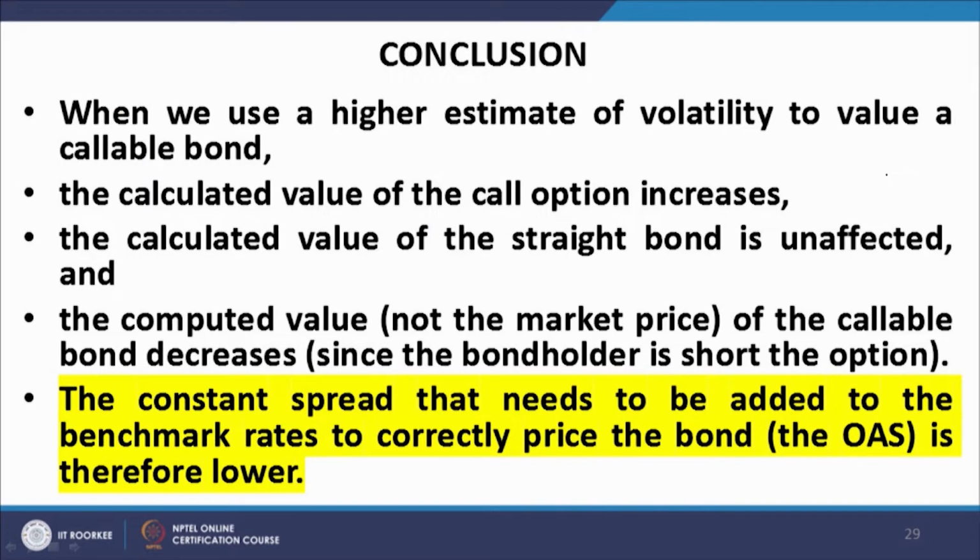Conclusion: when we use a higher estimate of volatility to value a callable bond, the calculated value of the call option increases. As I mentioned, the calculated value of the straight bond is unaffected. The computed value, not the market price, of the callable bond decreases because the investor is short in the call option, and the constant spread that needs to be added to the benchmark rates to arrive at the correct market price of the instrument therefore decreases, and this is nothing but the option adjusted spread. Therefore, the option adjusted spread decreases.